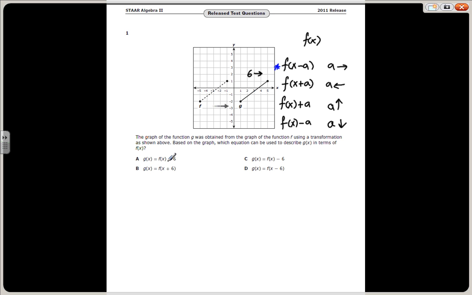So in this case, let's see. This one, f of x plus 6 outside, is going to be 6 units up, which is wrong. f of x plus 6 inside is basically 6 units to the left. That's not what we want. f of x minus 6 outside means 6 units down. That's not what we want. f of x minus 6 inside means 6 units to the right. Voila, that's what we want because that's what there is here. All right, so just remember these rules right here. They'll basically help you to solve problems involving transformation. So the answer to number 1 is D.